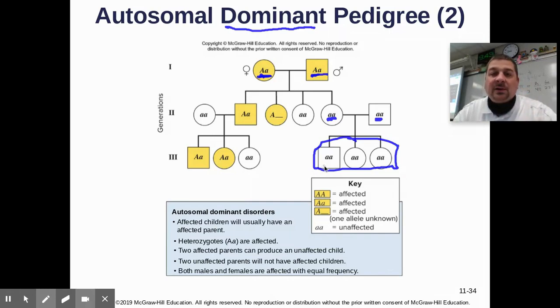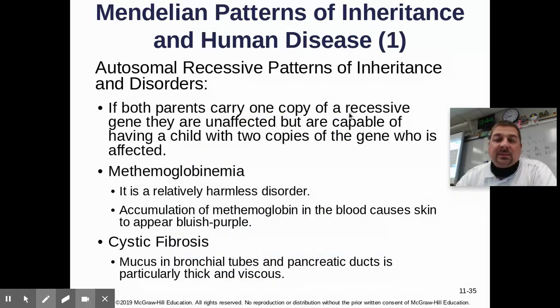It shows up equally in both. Some examples of these traits that we see in humans of autosomal recessive patterns: methemoglobinemia, which is a relatively harmless disorder. You can take some medication. It's where hemoglobin sometimes breaks down. Hemoglobin that carries oxygen in your blood will break down into this methemoglobin, which has a bluish color.